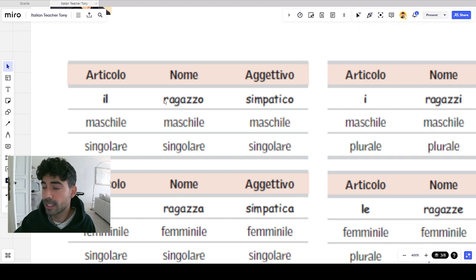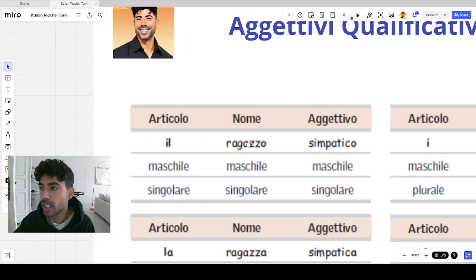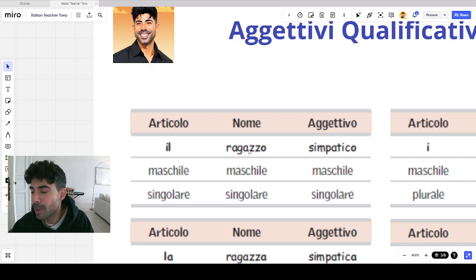Ragazzo, boy, masculine singular, because the O is the ending for masculine singular, we'll have the article il, which is the article we use for masculine singular with a noun that starts with a consonant. Il ragazzo. If you want to say the nice boy, or simpatico, sympathetic in Italian, we will have to conjugate also the adjective following the noun. So, ragazzo is masculine singular, the article will be masculine singular, the adjective will be masculine singular.